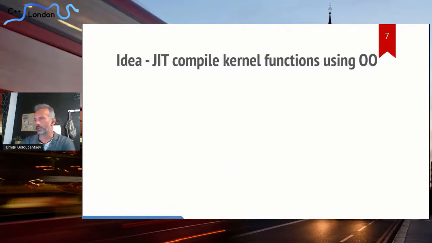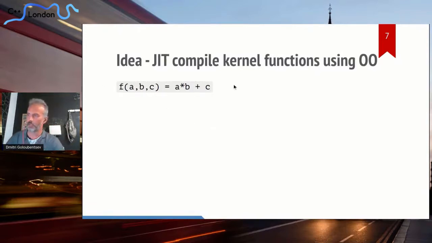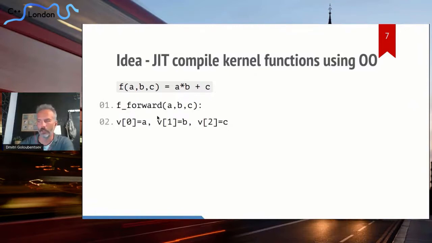So what does it allow us to do? The idea I had on top of this operator overloading pattern is, why don't we JIT compile functions that would replicate this valuation graph at runtime? So let's look at an example. We have a function f. It simply takes a, b, and c, multiplies a and b together, and adds c. We now want to declare a new function, a function we JIT compile. We call it f forward because it's going to work from inputs to outputs.